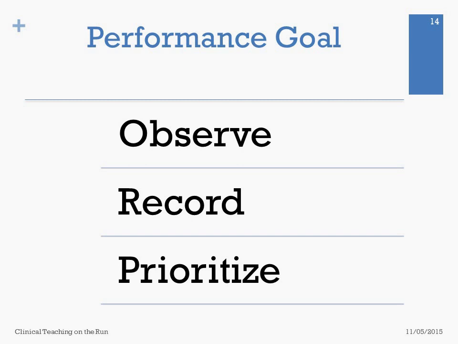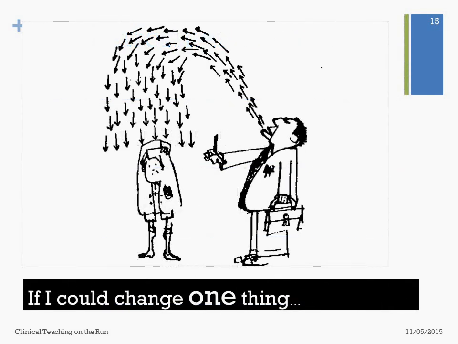At this point, it is important to prioritize and decide upon what information you will share with the learner about their performance. Too much feedback can be overwhelming to the learner and dilute your message. Ask yourself, if I could improve one thing about this learner's performance at this time, what would it be? Think carefully.